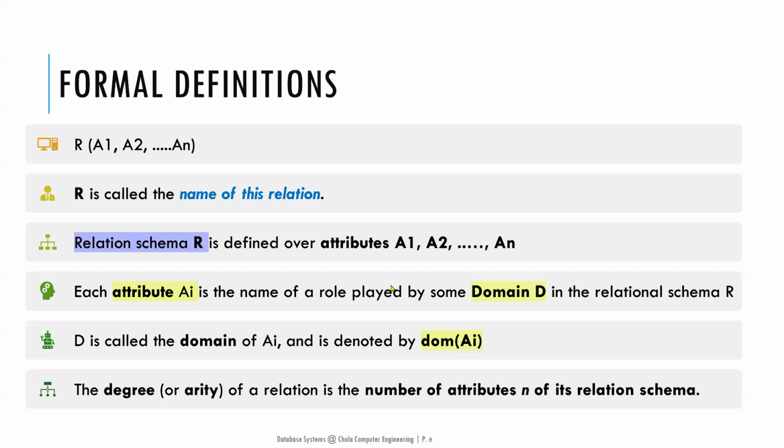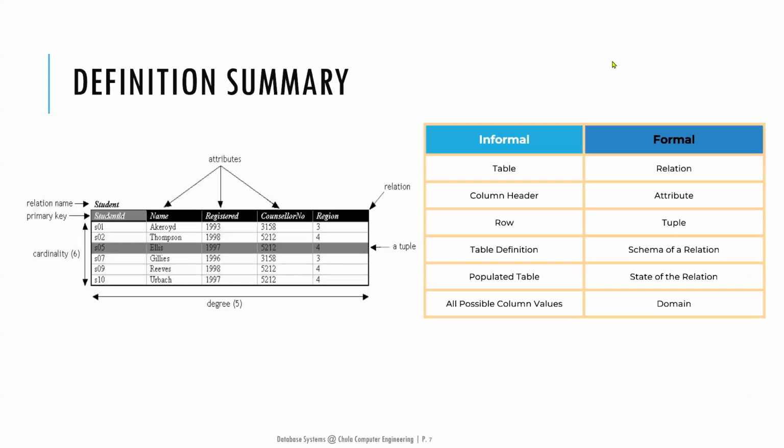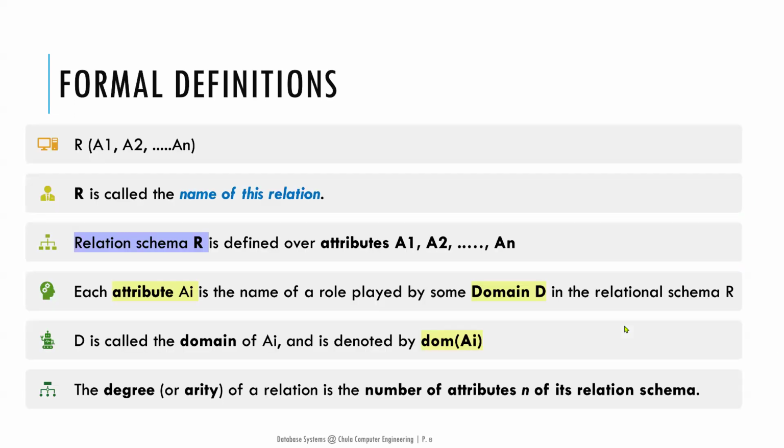Each attribute AI is the name of the role played by some domain D in the relation schema R, such as string or integer or string of 50 characters. D is called the domain of AI and is denoted by DOM(AI). The degree or arity of a relation is the number of attributes of its relation schema. These formal definitions and the previous one are exactly the same, but you can write it out as a schema, or with the mathematical notation here.